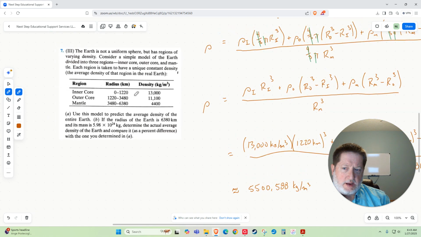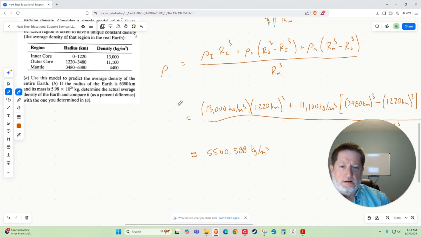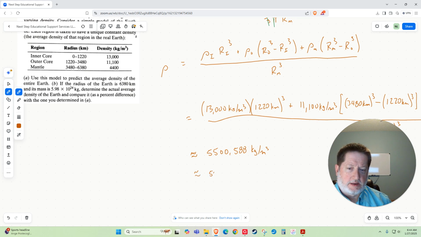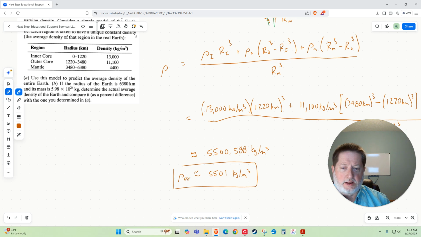It's debatable how many significant figures we had in our original problem up here because of the zeros that are ambiguous. Let's be generous and say that that is 4 significant figures here. We would round our final answer to 5,501 kilograms per cubic meter. Now that's our estimate based on our model. And that answers part A, and that is the hardest part of this problem.